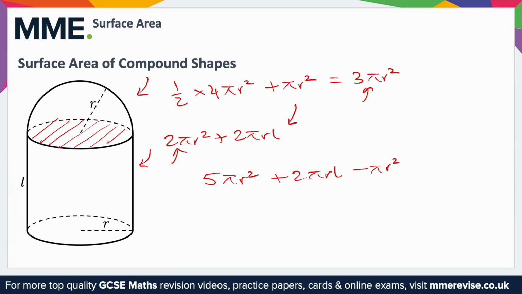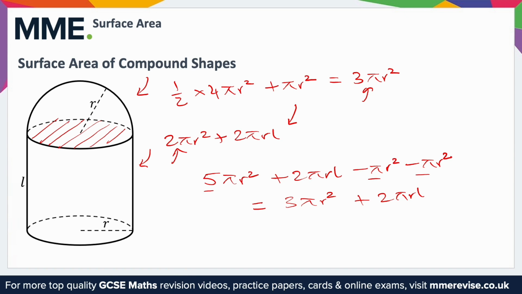But then also, we actually need to take away the bottom of the hemisphere as well, because again, that's on the inside of the shape, so not included in the surface area. So take away another lot of pi r squared, and this will simplify down to, well, 5, take away 1, take away another 1, 3 pi r squared, plus 2 pi r l. Of course, you could factorize this if you wanted to, but because this is a unique shape, there's not really much point in doing that. I would leave it as is.